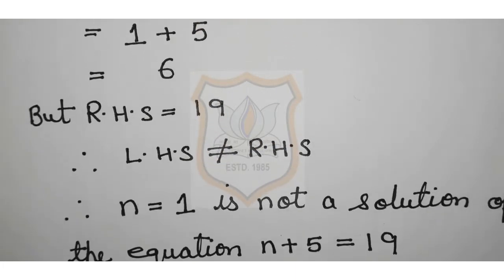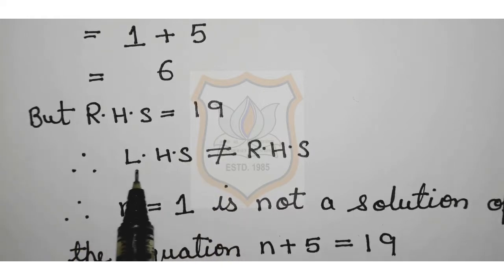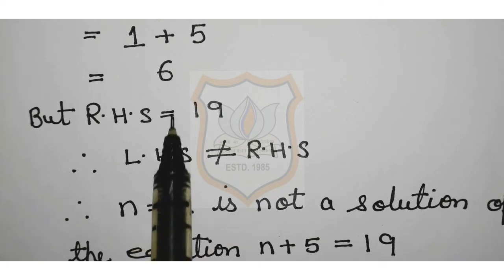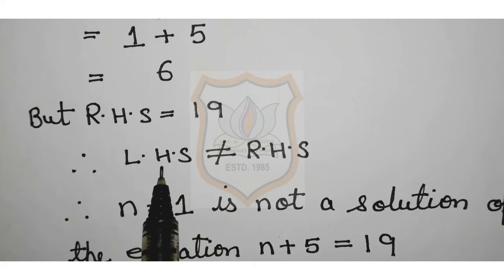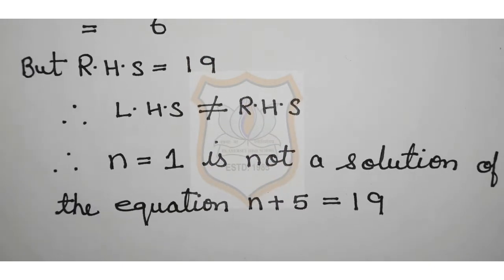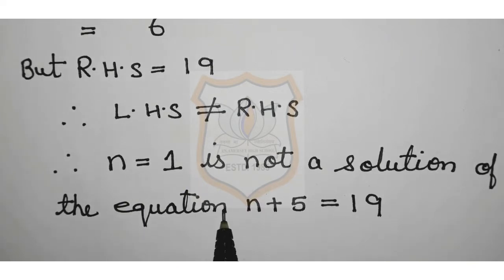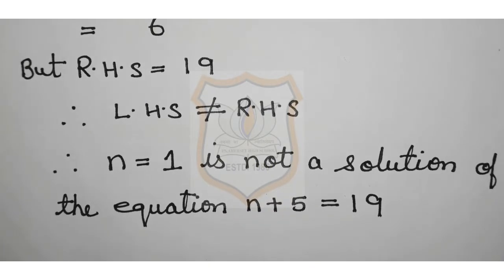But as you know that RHS is equal to 19. Therefore, LHS is not equal to RHS because the value of LHS is 6 and RHS is 19. Therefore, n is equal to 1 is not a solution of the equation n plus 5 is equal to 19. So, student, in this way, you have to solve A part of question number 2.